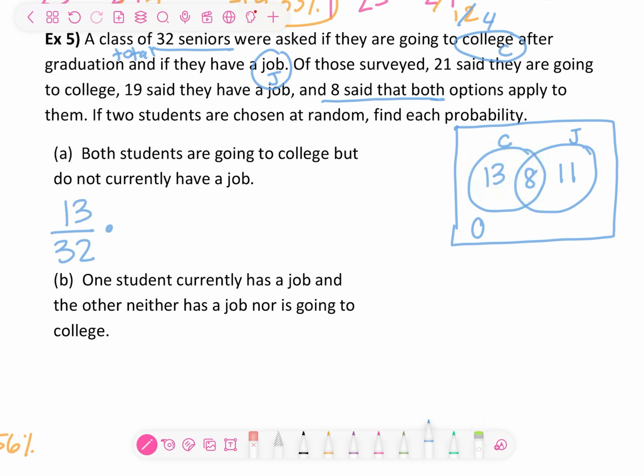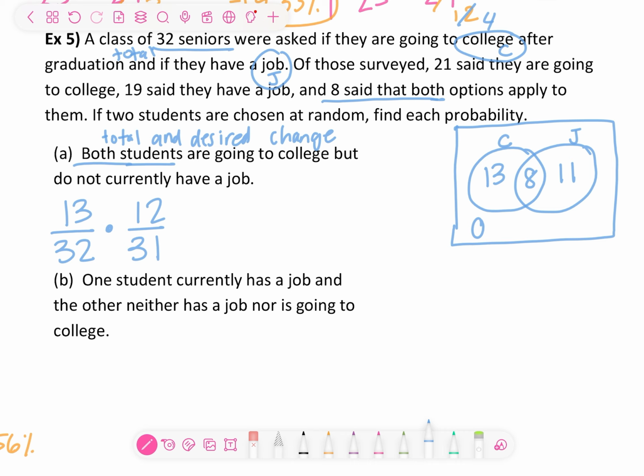But then the next time, now one of the students is already counted for. So that's only 31 students. And since these students came from the same section of my Venn diagram, that total has changed to 12. Since it's the same group of students, the total changes and the desired outcome changes. That's because we're talking about the students coming from the same section of our Venn diagram.